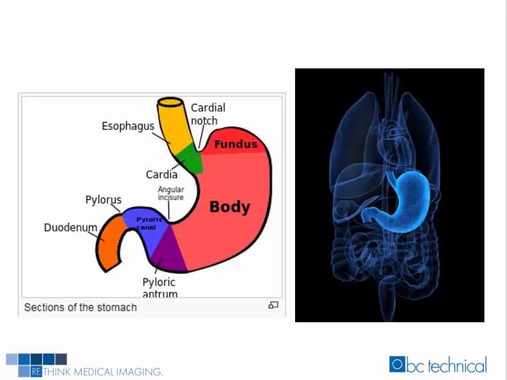The stomach functions as a storage and mixing chamber for digestion. The digested food is then propelled into the duodenum. The stomach can be divided into regions. The proximal region, which is fundus, controls liquid emptying. The distal region, which is antrum, controls the rate of emptying of solids.